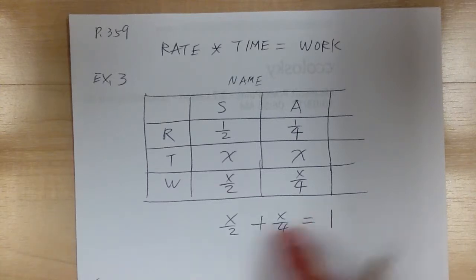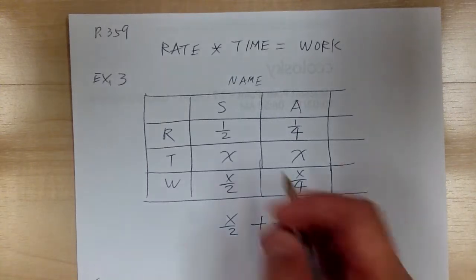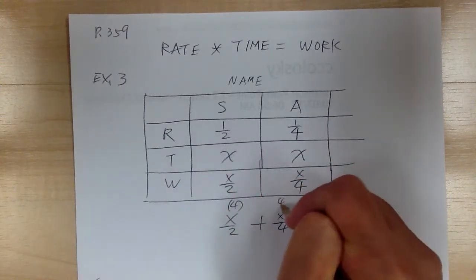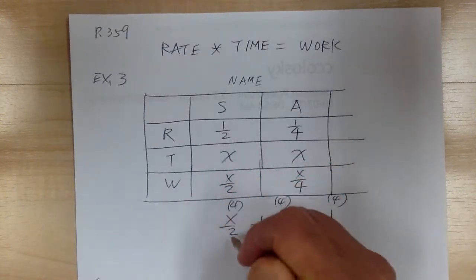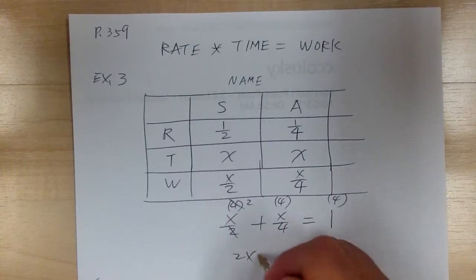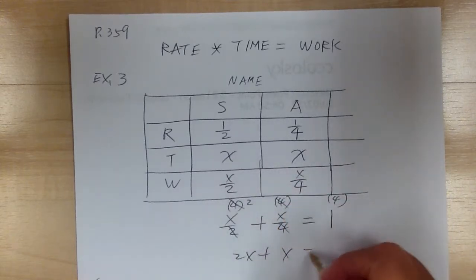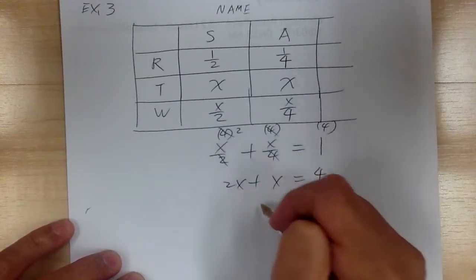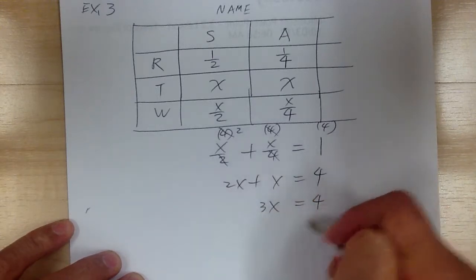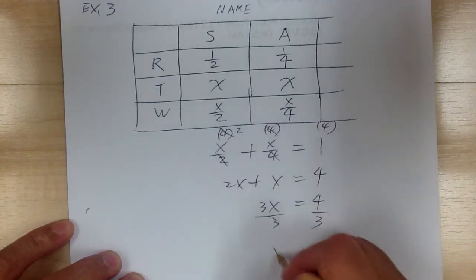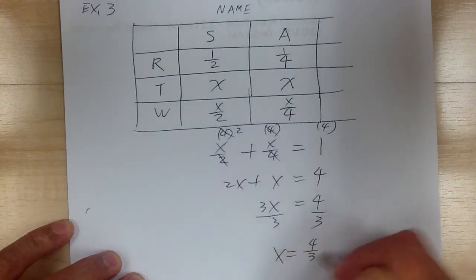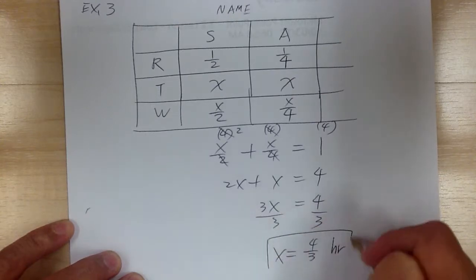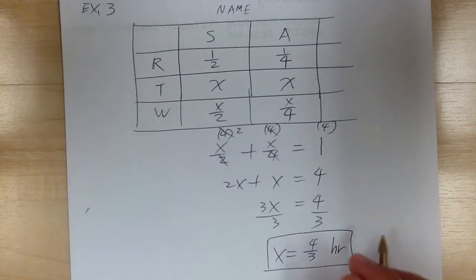In this case, you multiply by the common denominator. So multiply by 4. So we cancel out, and you've got 2x, cancel out, x equal to 4. So add together, 3x equal to 4, divide by 3, divide by 3. So x equal to 4 over 3 hours. And that's how long it takes for them to work together.